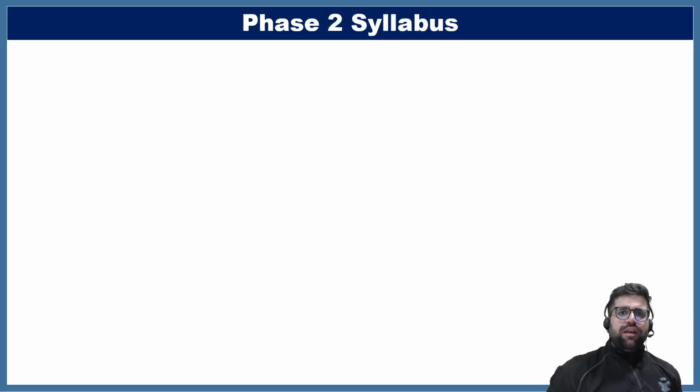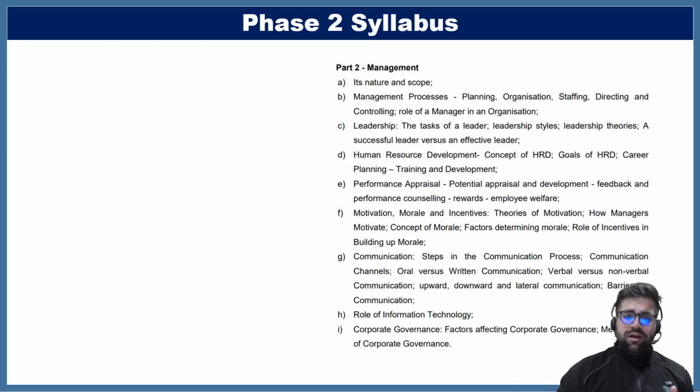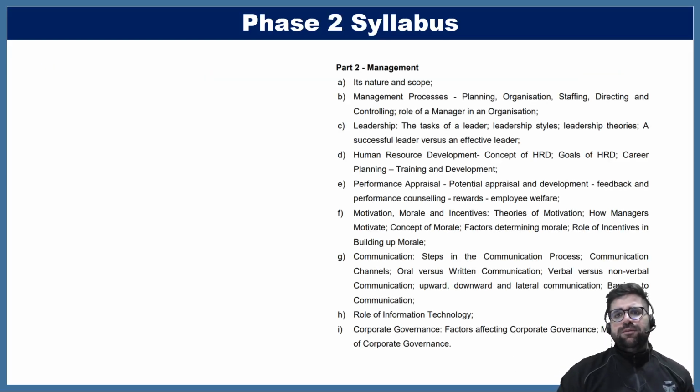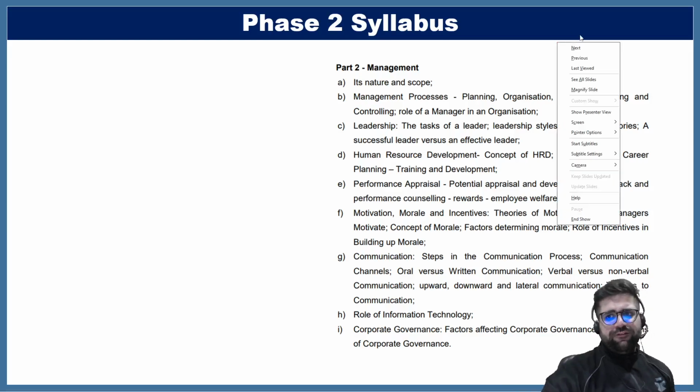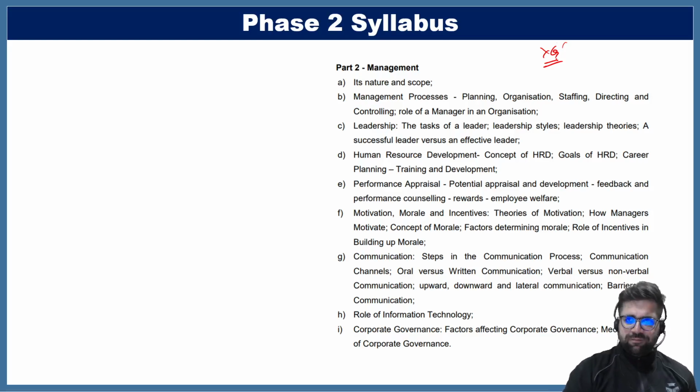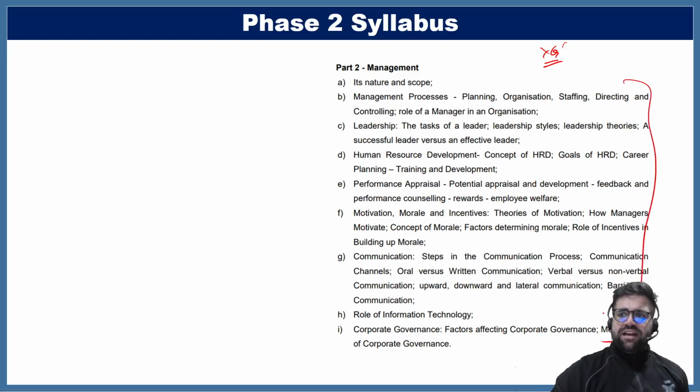Now coming to paper 3 part 2. Paper 3 has two parts. The first is insurance, which we have discussed, and the second is part 2, which is management. In this syllabus, you definitely do not have to refer to Google because this is entirely static. Over here there is no role of any current affairs also.